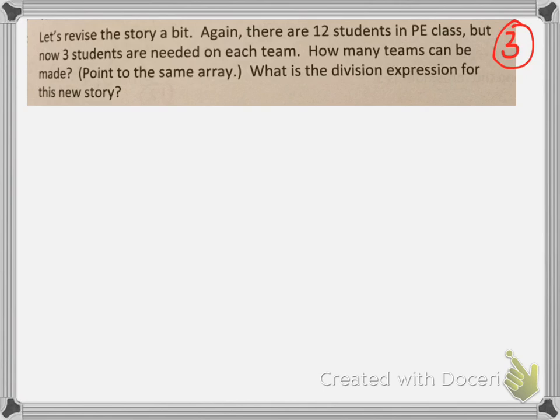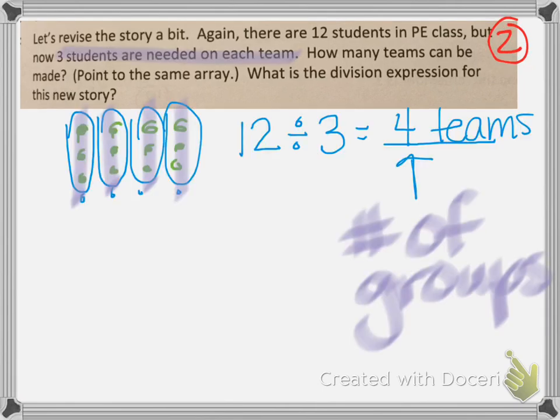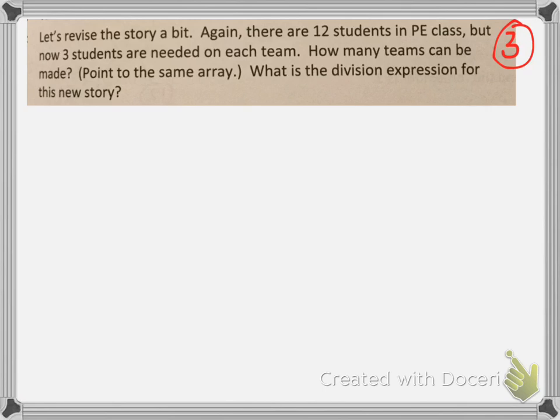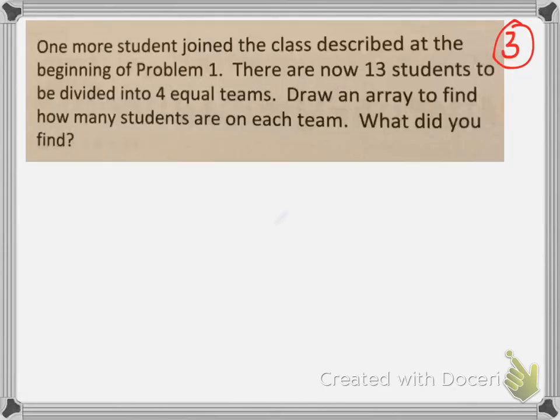All right, let's take our same story again, PE class, and revise it again. All right, so again, there are 12 students. Oops, did I make a mistake? I did make a mistake. Hold on a minute. Okay, I'm back. I now have the right problem. I put the wrong one on the page. Thanks for being patient with me.